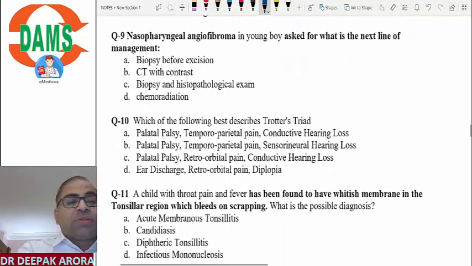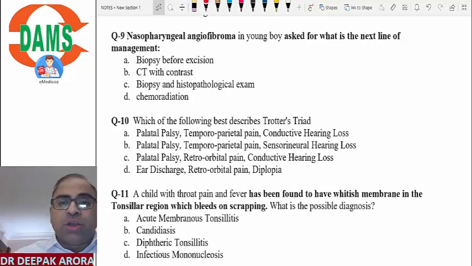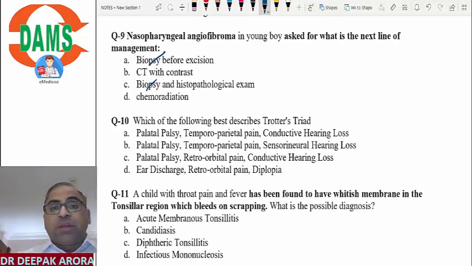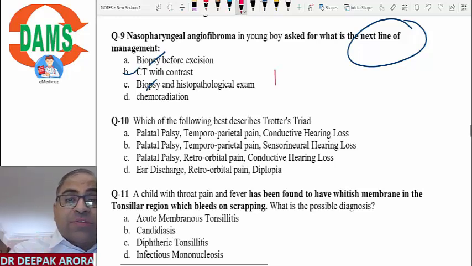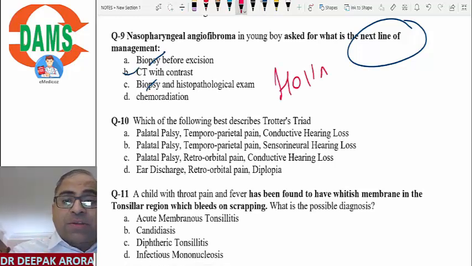Done. Coming to the next one: nasopharyngeal angiofibroma, young boy. What is the next line of management? What is the important concept we have learned in the class? No biopsy, no debulking. It means the biopsy option is ruled out. These options are ruled out: one is chemoradiation, one is CT. The examiner is asking you the next line. So the patient is coming to you. First, I will be doing a CT examination, on which I will appreciate which sign? Holman-Miller sign, posterior wall bending down.